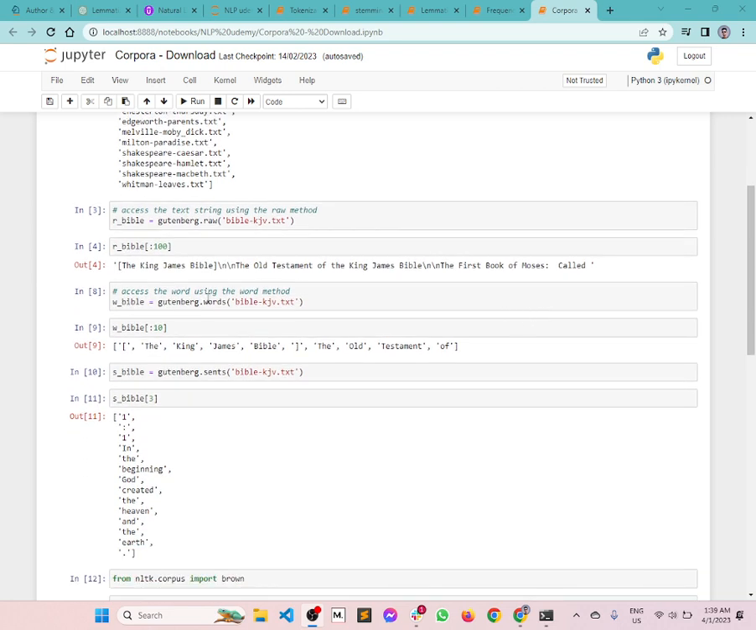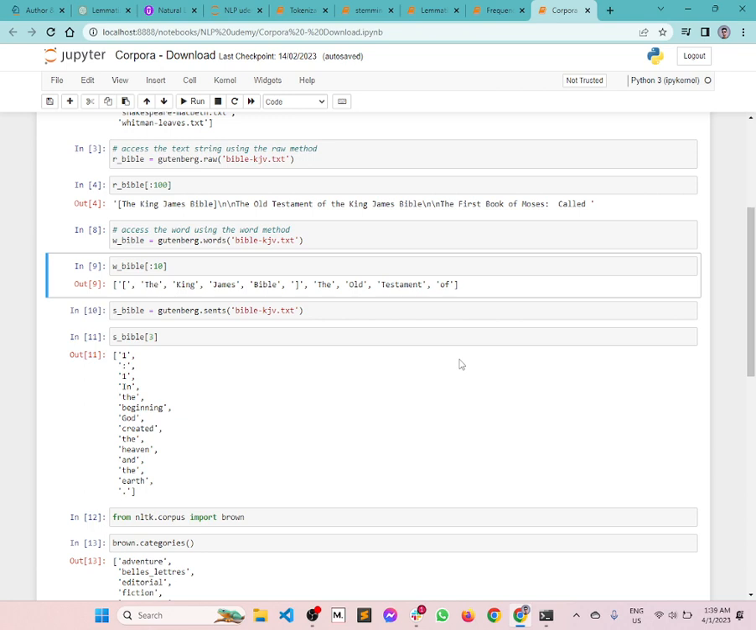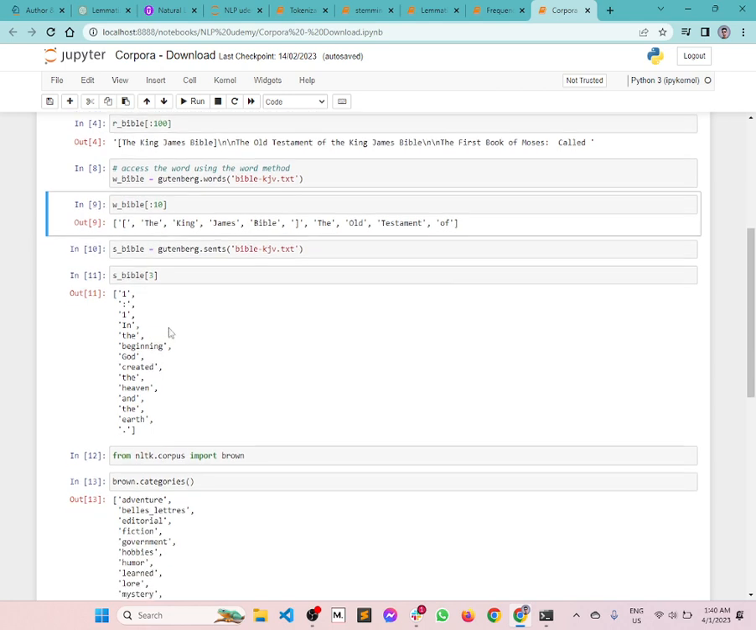Now it is a sentence, so we are moving into words. That's why we are calling Gutenberg.words. If we look at just 10 words, it generates this line. Then we are looking at this as well. So here are the individual words.